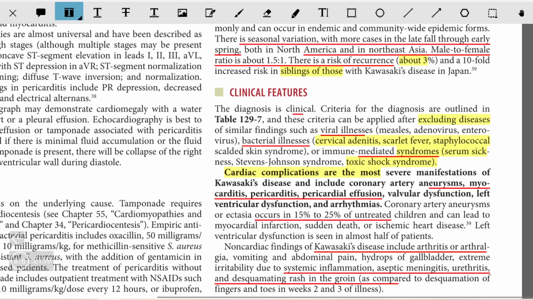The cardiac complications are the most severe manifestations of Kawasaki's disease, and include coronary artery aneurysm, myocarditis, pericardial effusion, valvular dysfunction, LV dysfunction and arrhythmias. The coronary artery aneurysms or ectasia occur in around 15 to 25% of untreated children and can lead to myocardial infarction, sudden death, or ischemic heart disease. LV dysfunction is seen in almost half of the patients.